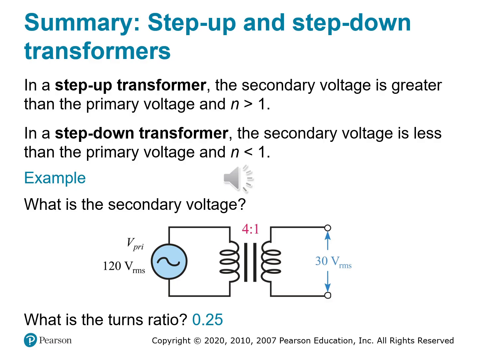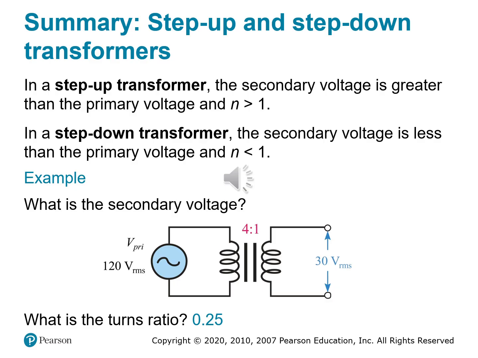Let's walk through the example on this slide. You're given a primary voltage, V sub PRI, of 120 volts RMS, and the secondary voltage is 30 volts RMS. And that's a turns ratio of 4 to 1, right? 30 goes into 120 as 4 to 1. But wait, if the primary has 4 times more turns than the secondary, this is clearly a step down transformer.